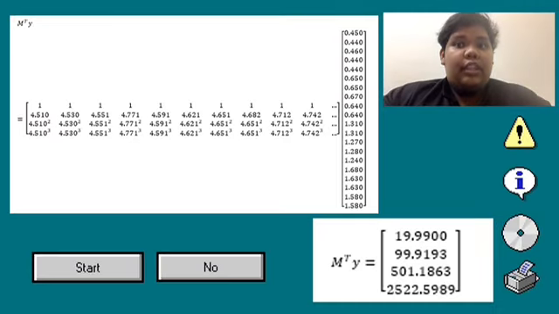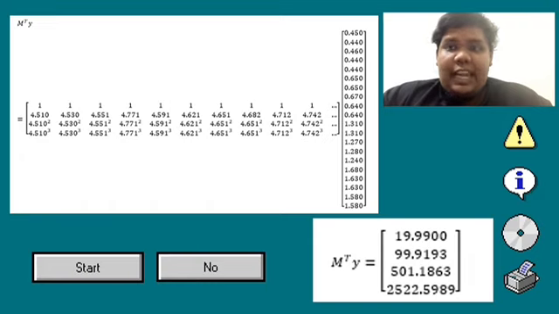To continue, let's calculate the M transpose y, and we put in the matrix, and we will get the final answer 19.9900, 99.9193, 501.1863, and 2522.5989. And with this, we can calculate the v value.